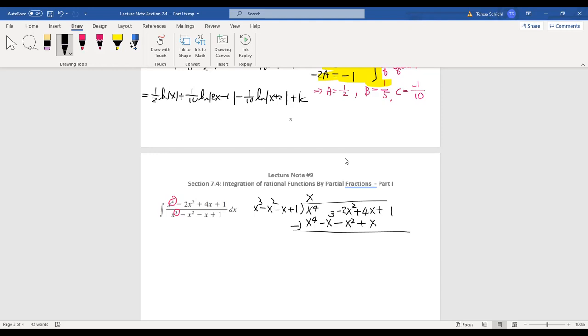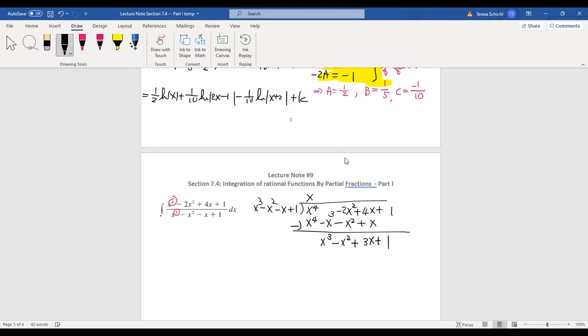Okay, after you subtract it, what is this one? 0 minus negative x cubed, so it's x cubed. Negative 2 minus negative 1, so it's minus what? x squared. 4 minus 1 is plus 3x, plus 1.